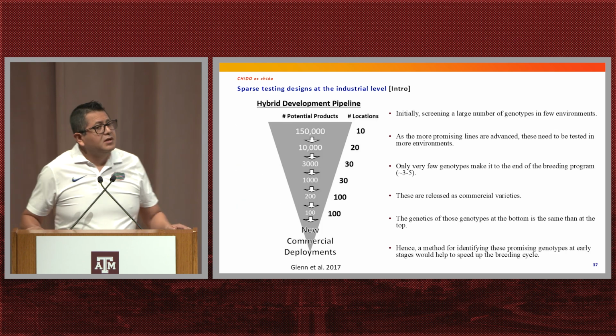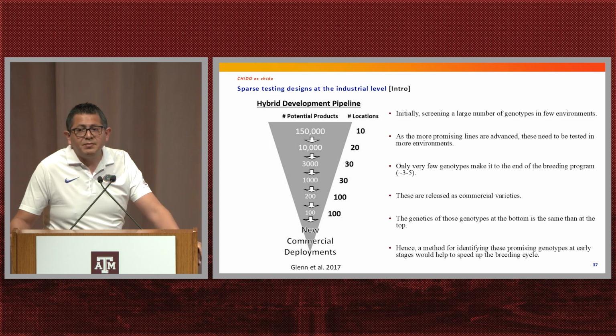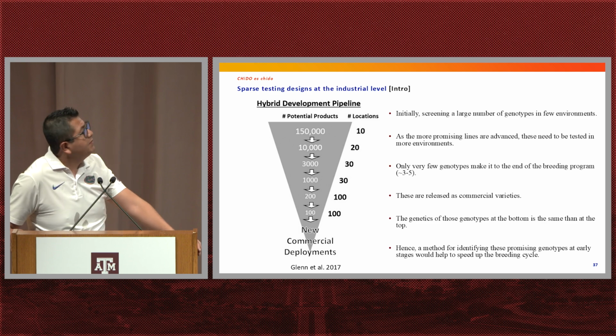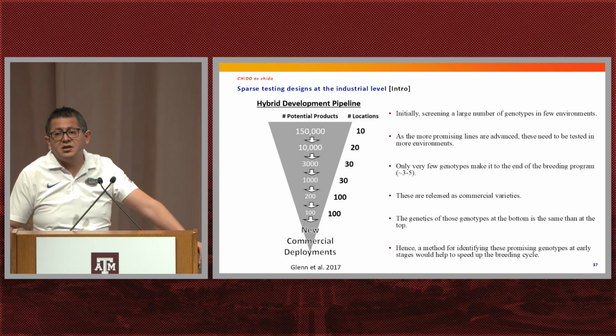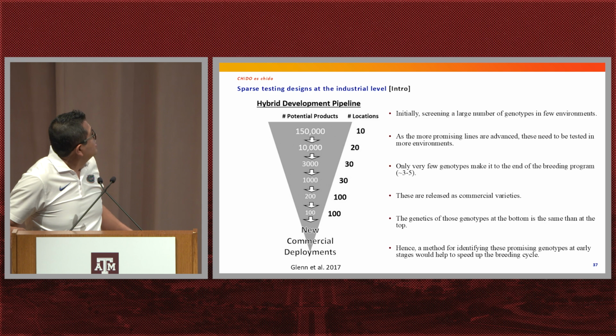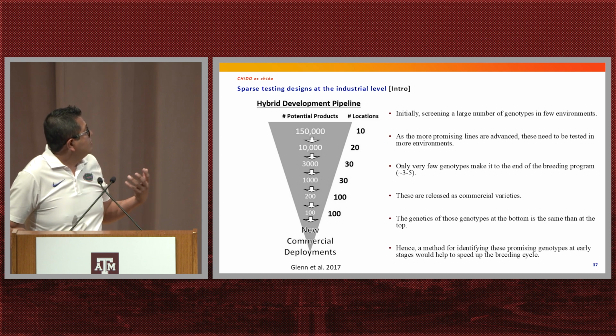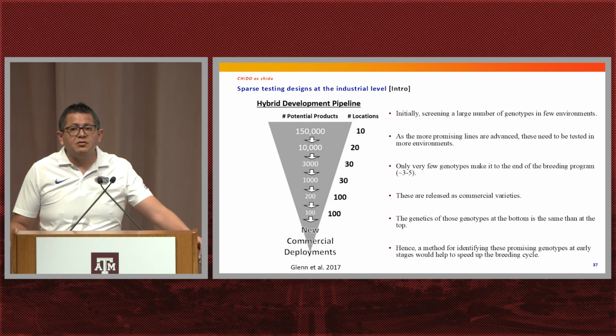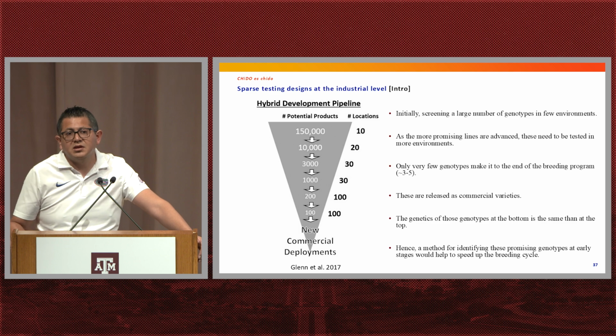Okay, let's review very quickly the hybrid pipeline at the industrial level. Initially, we have something like 150,000 genotypes that are observed in 10 environments, and then they select the most promising, and they increase the number of environments, and they keep doing this for several years, right? In a way, if we are lucky, or the breeders are lucky, at the end of the breeding pipeline they will release between 3, and if they are very lucky, 5 commercial varieties. And this is time consuming.